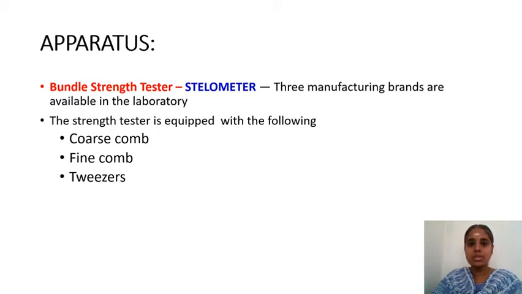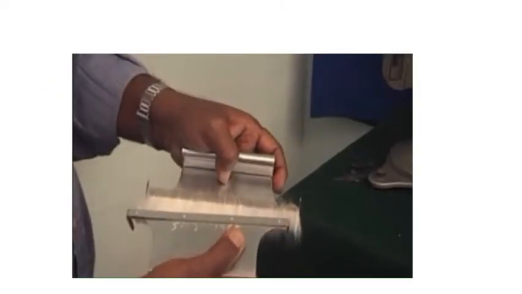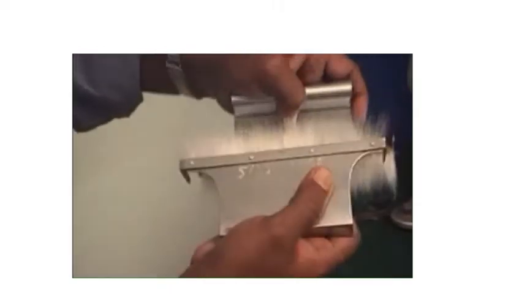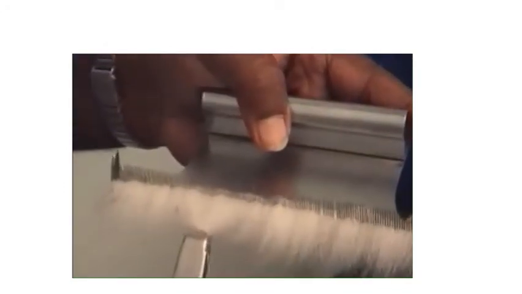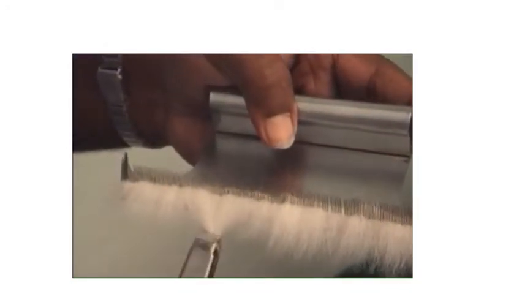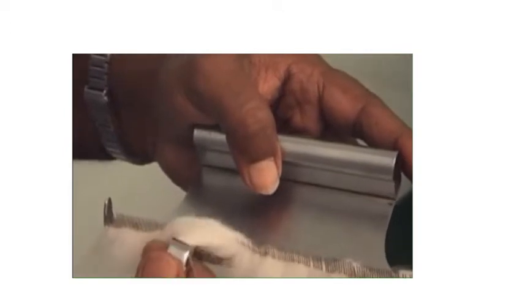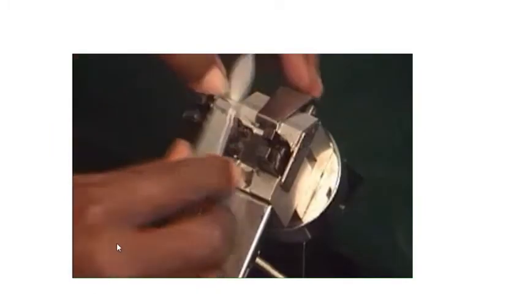Now let us go into the accessories that are available along with the instrument. The first 3 accessories are coarse comb, fine comb, and tweezers. These are the pair of combs, one fine and the other coarse, which are used to comb the fibers. That is the preparation. This is the tweezer used to pull the flat fiber bundle from the comb. This is the fiber in the tweezer.